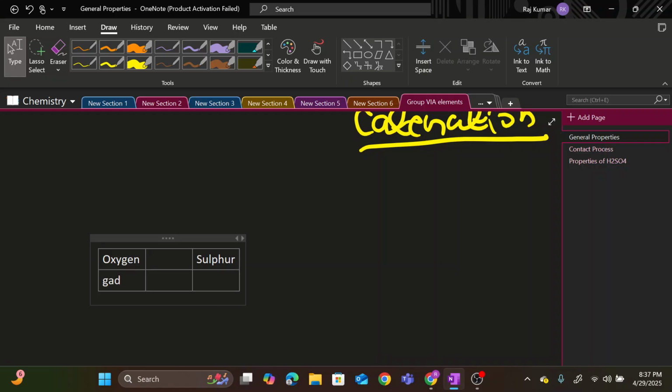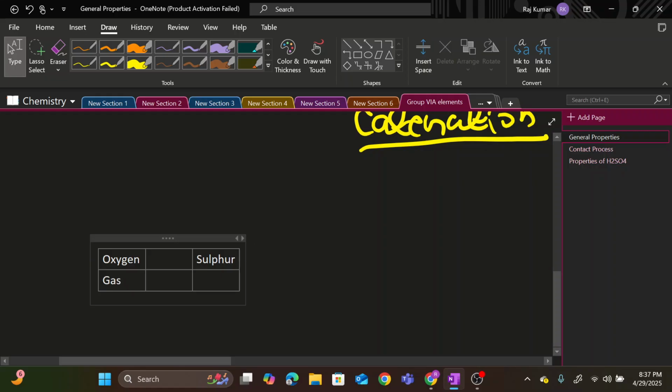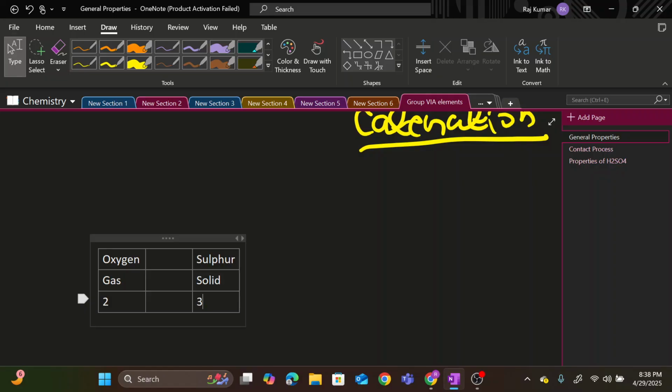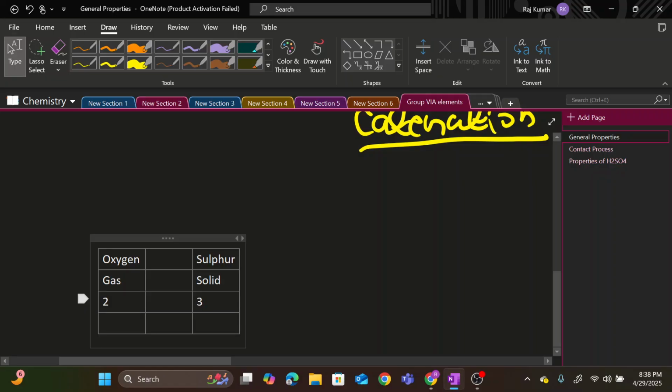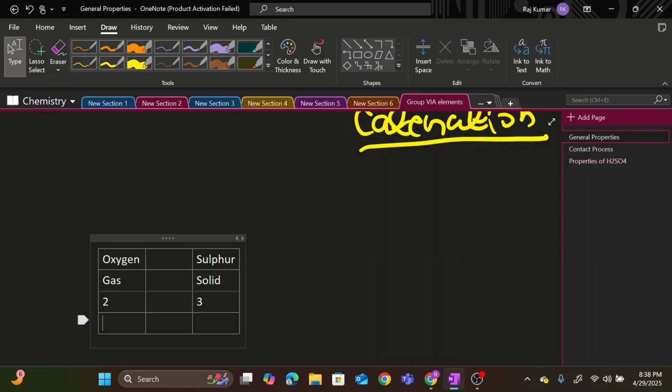Oxygen is a gas at ordinary temperature, and sulfur is solid at ordinary temperature. By the way, all of the 6A elements have allotropic forms. Oxygen has two allotropic forms, and sulfur has three. Oxygen has O2 and O3, ozone, and sulfur has alpha, beta, gamma. Alpha is rhombic sulfur, beta is monoclinic sulfur, and gamma is plastic sulfur. Likewise, selenium also has allotropic forms, white, red and gray selenium. Tellurium has metallic and non-metallic allotropes as well. Polonium also has them.